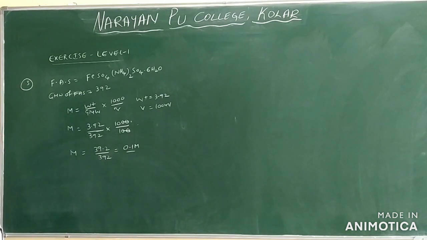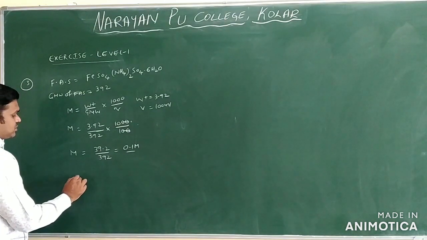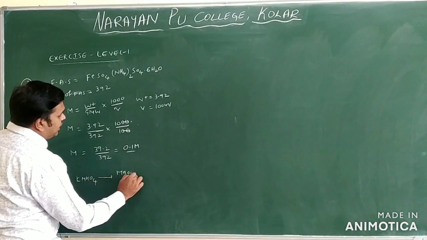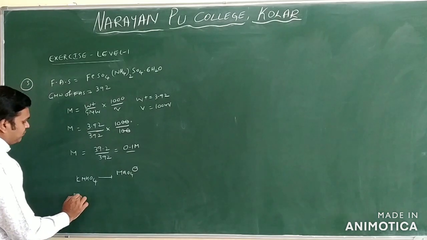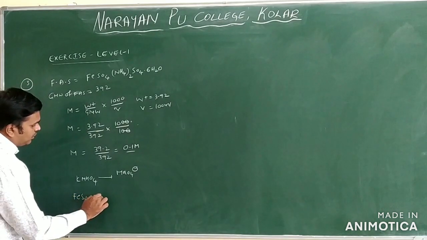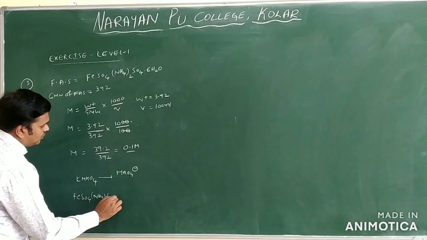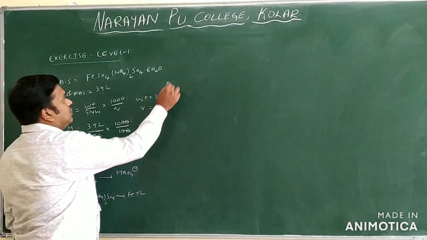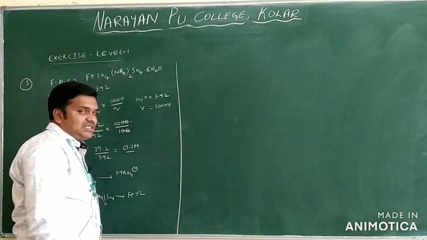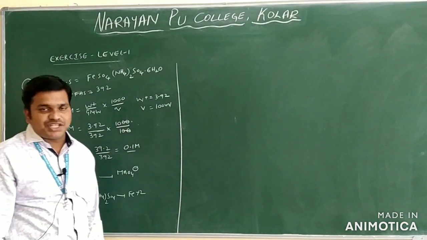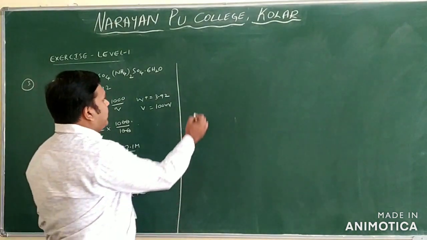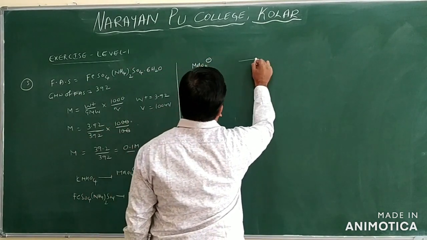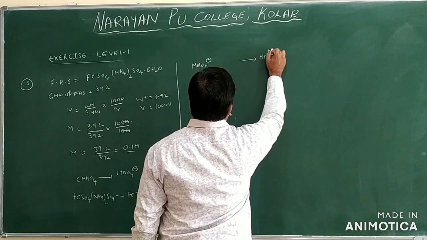Now you see the equation we have. Potassium permanganate, KMnO4, gives what ions? We have MnO4 minus only. Ferrous ammonium sulfate, FeSO4 (NH4)2 SO4, gives Fe plus 2 ions only. We want to carry out the reaction in acidic medium. In acidic medium, MnO4 minus ions are converted into Mn plus 2 ions only.